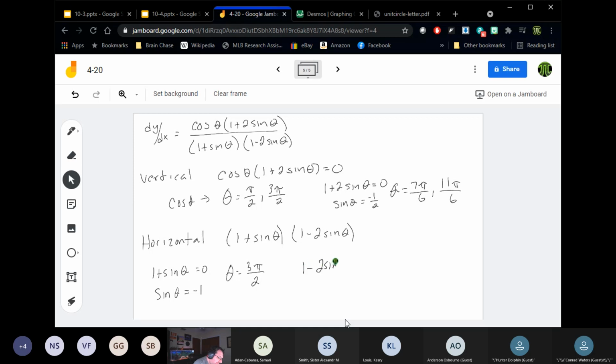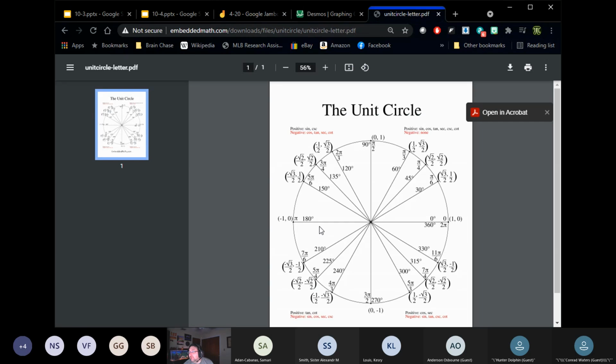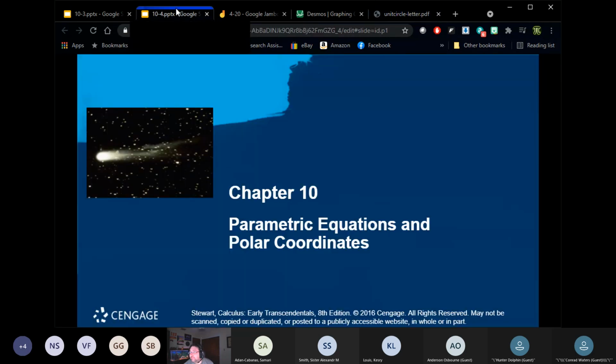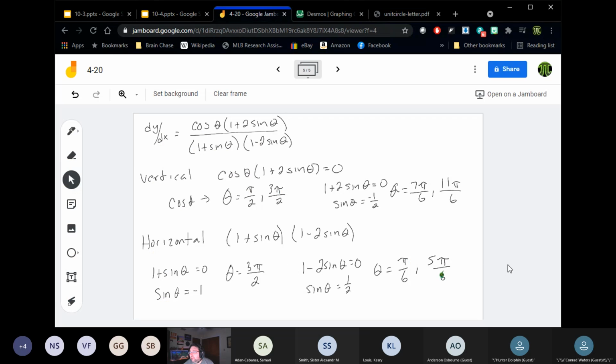And then I do the 1 minus 2 sine theta equals 0. So I'm looking for sine of theta equals +1/2 for this one. I go back to the unit circle, and we're looking for +1/2. So that would be pi over 6 and 5 pi over 6. All right, does that make sense?